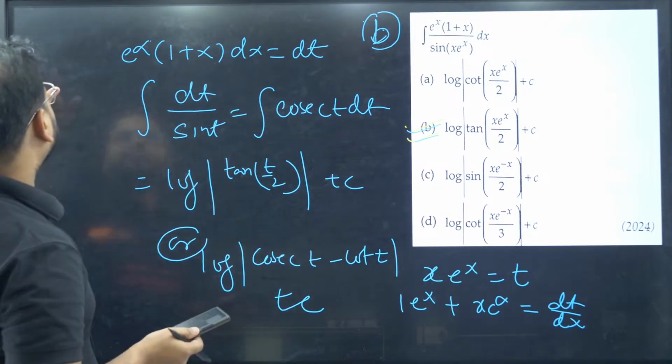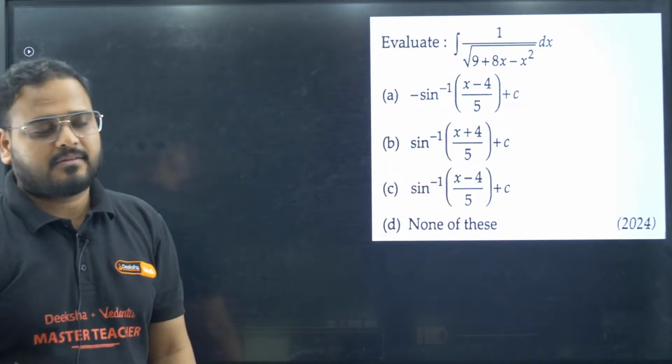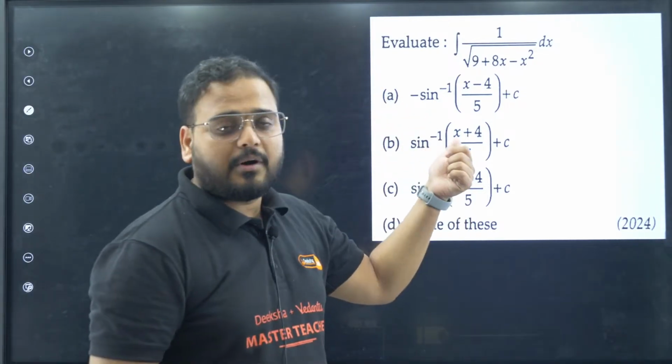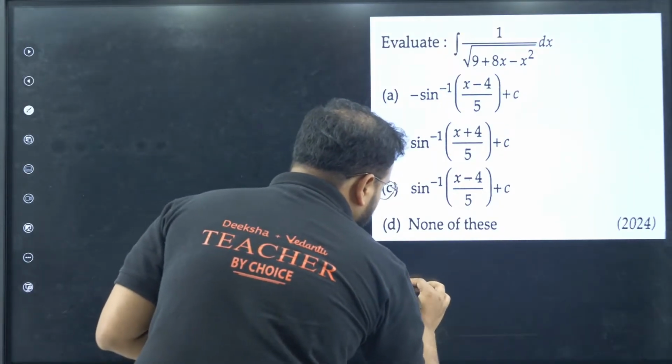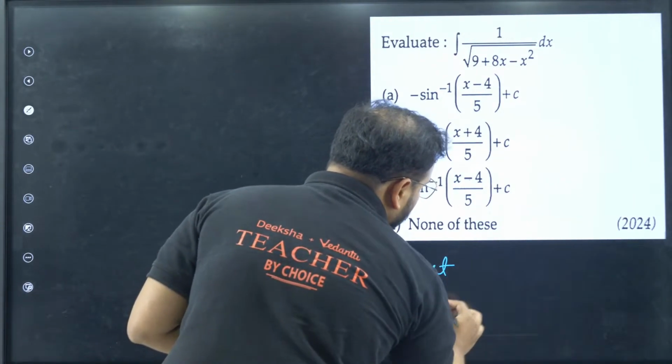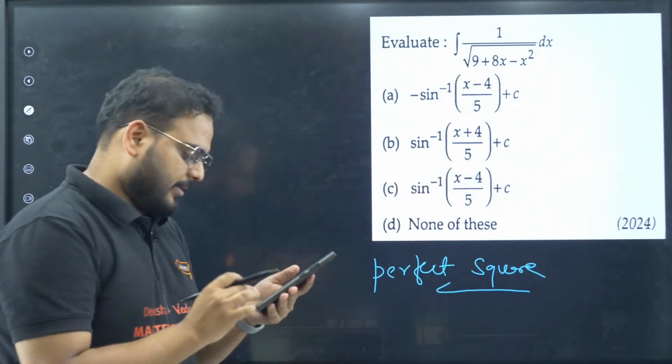Let's move on to question number 2 now. Evaluate the first one. This is a special integration. Please check, you're going to use sine inverse in this form. The first step is to make a perfect square over here. We have to do here perfect square. Please check.